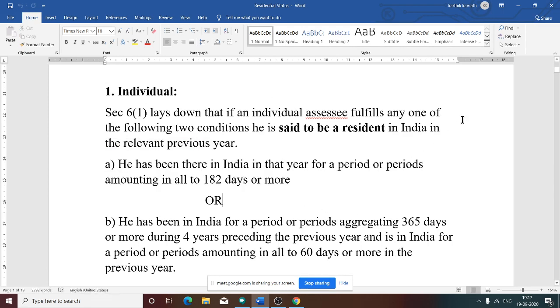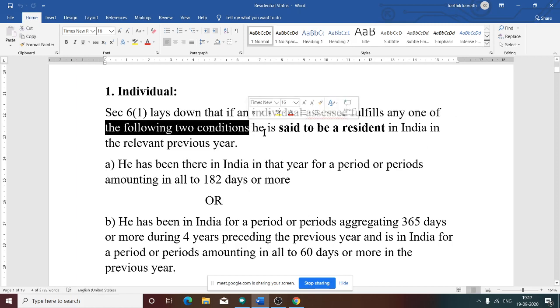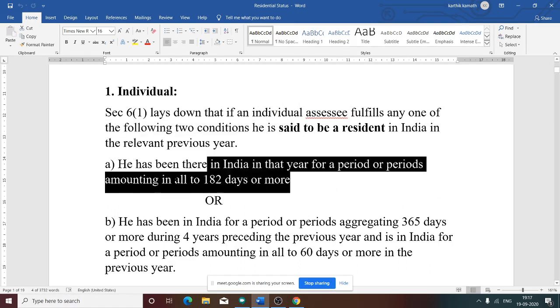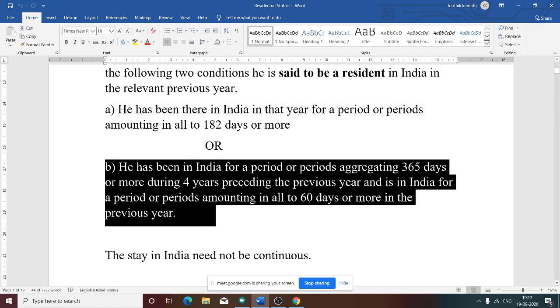That means for him there is no option. Out of the two conditions, for employment abroad and crew of an Indian ship there is no option. He has to fulfill the first condition itself. That means the second condition is not available.